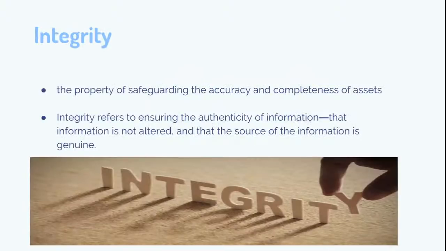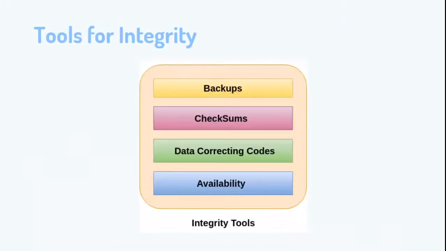Next one is integrity. Integrity is nothing but a method of ensuring the data is real or accurate, safeguarded from unauthorized user modification. It will ensure the data is safeguarded from unauthorized users. For this we have some different types of tools, like backup, checksums, data correcting codes, and availability.